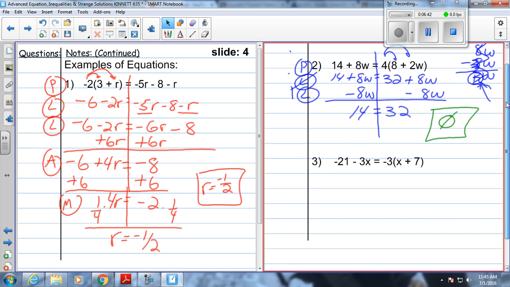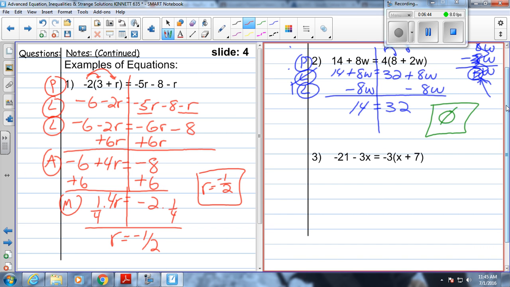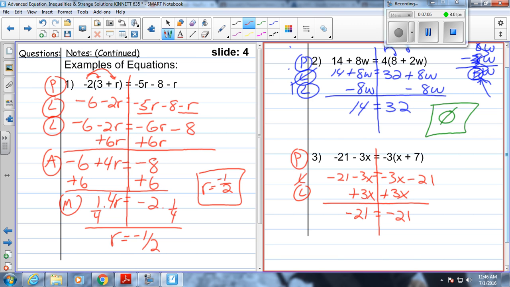Let's go on to example 3. We draw a vertical line. We start following our distributive property. None on the left, but we have some on the right. Again, your brain may see that it seems to say the same thing on the left and the right side. We're going to bring our like terms across. And it says negative 21 equals negative 21. What? Where did the variable go again?